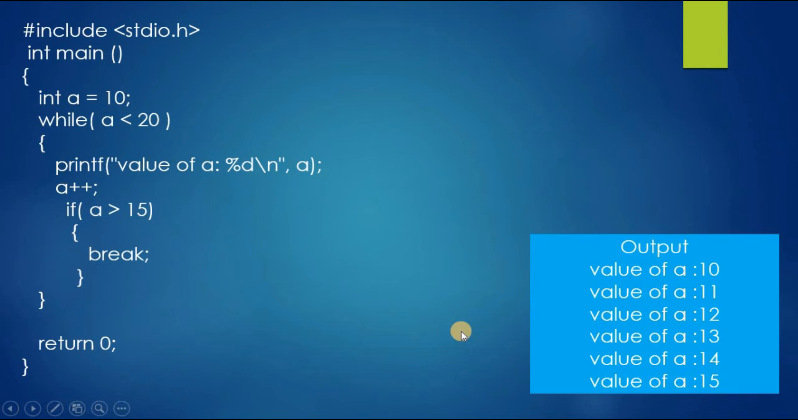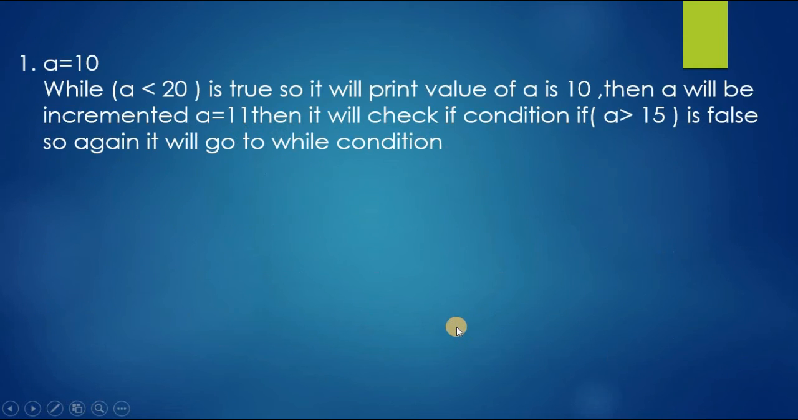Now we will see how the program will execute. First we declared a as 10. So the first time, checking the condition while a is less than 20 is true, because 10 is less than 20. So the condition comes true here and it will print the value of a as 10. Then it will increment the value of a and we will get a as 11 here. Then it will check the if condition. If a is greater than 15, the condition is false here, because a is 11, which is less than 15. So it will not go inside the if statement.